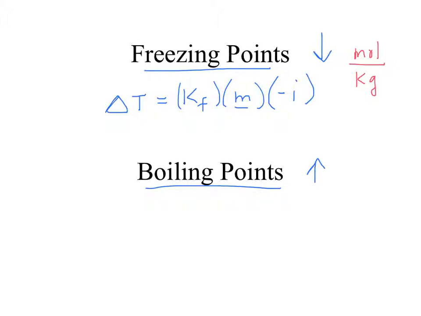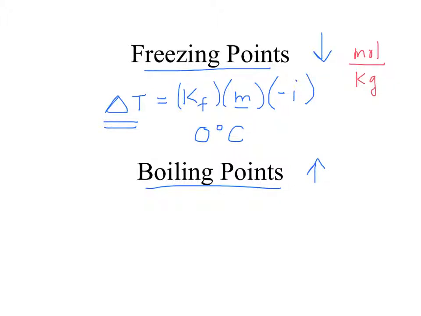Remember too that this formula is giving you a change in the temperature, so that when we're talking freezing points, the normal freezing point for water is 0 degrees Celsius, and so whatever amount you get for a change, it's going to be subtracted from 0 degrees Celsius.